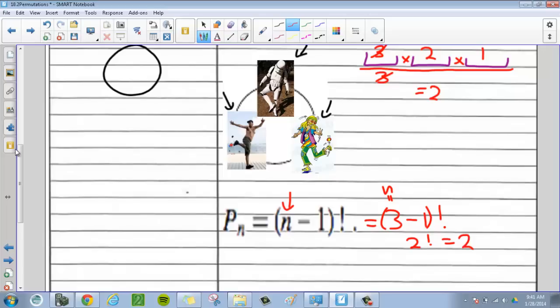You could just say it's 1 less factorial than the number of people or objects in the circle. So in this situation, it would be 3 minus 1 factorial. If you had 10 people in the circle playing hacky sack, it would be 10 minus 1 factorial, which is just 9 factorial. If you had 20 people in a circle, it would be 20 minus 1 factorial, which is just 19 factorial. So that's how you figure out circular permutation.